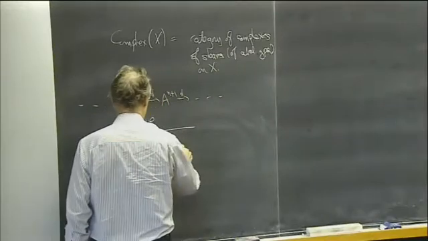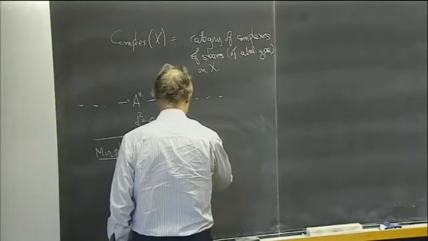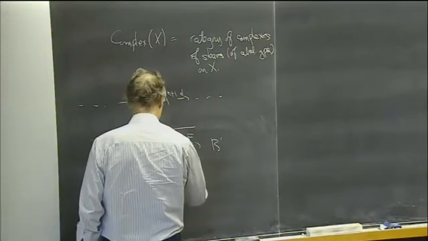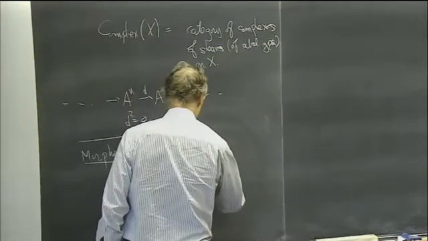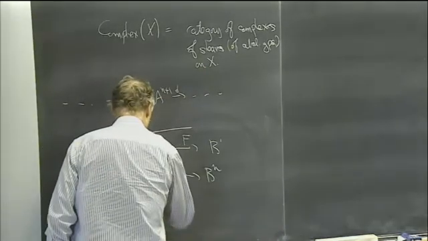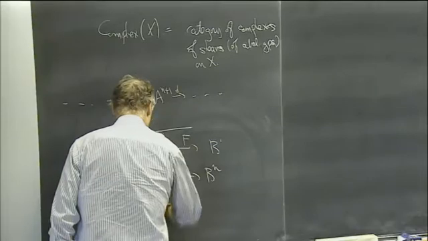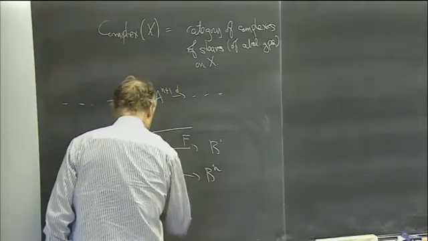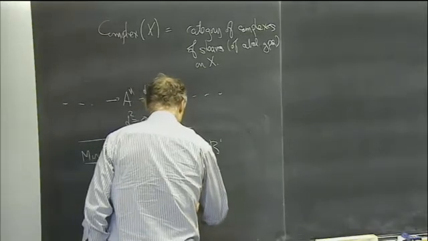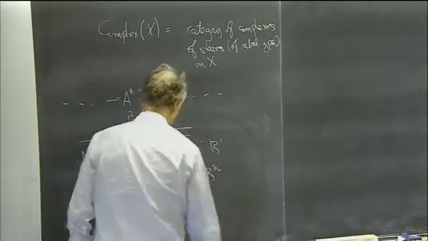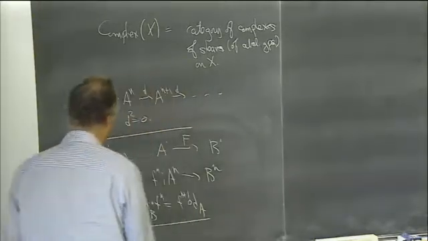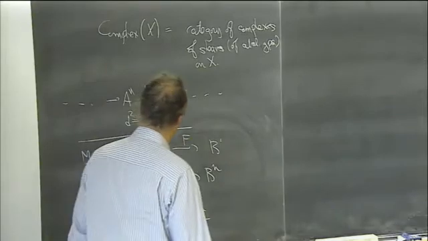And the morphisms from a complex A to a complex B is simply a collection of maps F_n, morphisms of sheaves from A^n to B^n, satisfying F_n composed with d, that would be d in B, is d in A composed with F_{n+1}. Chain maps. So morphisms of sheaves that give maps of the complexes. Okay, so that's the category.